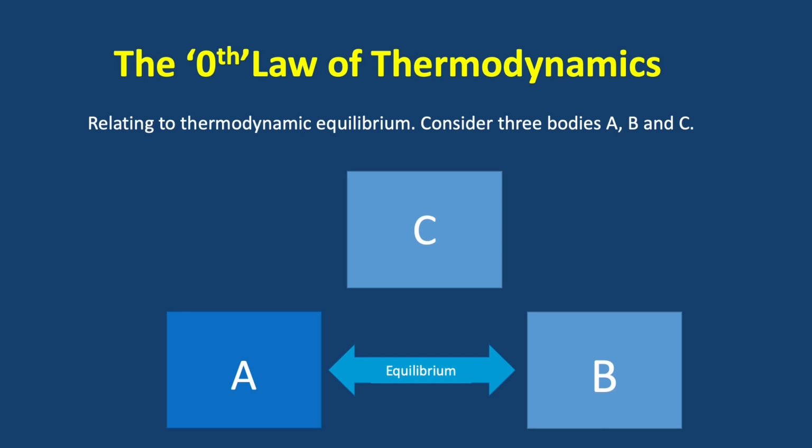So if that is true, and if B is also at the same time in thermal equilibrium with body C, then the Zeroth Law of Thermodynamics tells us that body A must also be in thermal equilibrium with body C, even though we might not actually observe it. So if we observe that A is in equilibrium with B, and if we observe that B is in equilibrium with C, then we can predict, according to the Zeroth Law of Thermodynamics, that A must be in equilibrium with C as well.